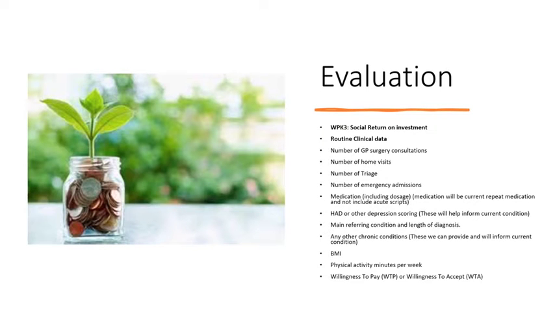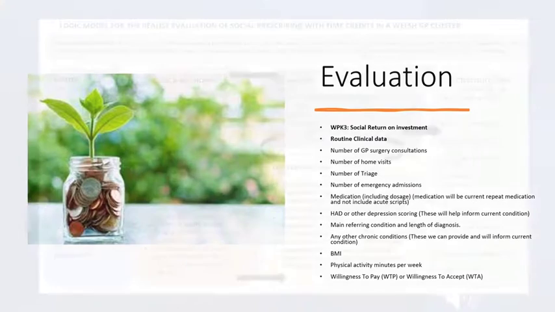Data that will be included in the social return on investment will be routine clinical data, which will take account of the number of GP consultations, home visits, triaging, and if there were any emergency admissions. In addition, this clinical data will include medication, including repeat prescriptions, depression scores, also the main referring condition and the length of diagnosis. Data will also include any chronic conditions, along with the patient's BMI, the number of minutes spent in physical activity per week, and patients will be asked to complete a question which will take account of the value that they place on the service, which will ask them their willingness to pay or willingness to accept this new service.